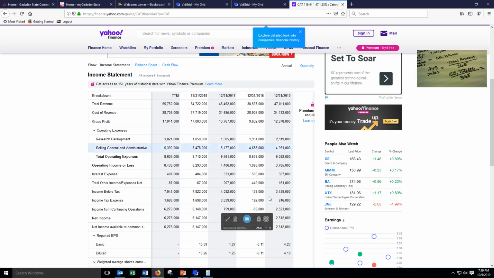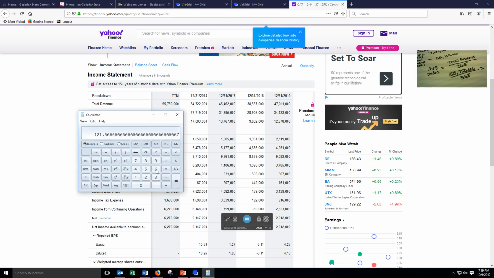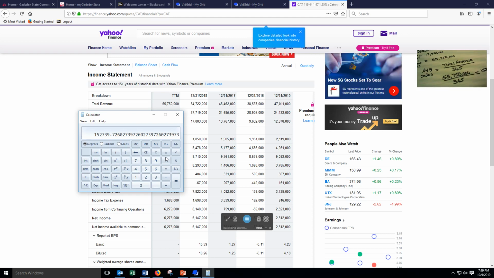So we go here, clear the old stuff off. I've got 55,750,123, divided by 365. So the average sales for Caterpillar are going to be $152 million, $739,000. We got 3 zeros after that, but we're going to ignore them.